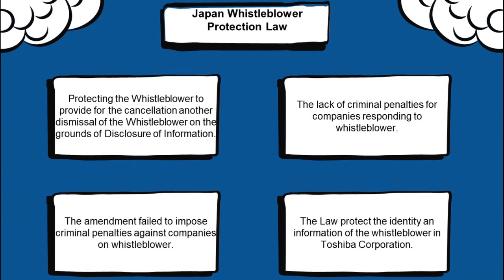These amendments strengthen the protection of Japanese whistleblowers but still do not match the strong legal protections for whistleblowers in other countries. Significantly, the amendment failed to impose criminal penalties on companies against whistleblowers. In addition, whistleblowers who can prove in court that they have been fired because of the notification of information are only entitled to return. From this case, we can conclude that the Whistleblower Protection Law of Japan protects the identity and information of the whistleblower.